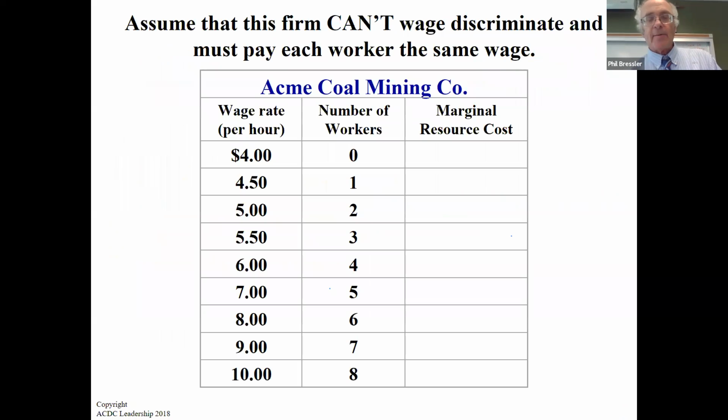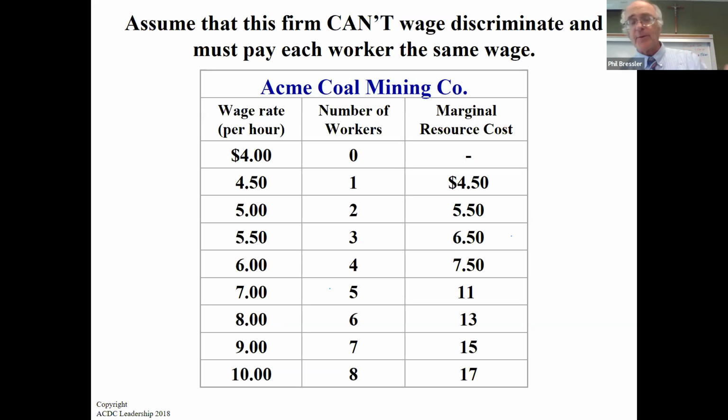Now, like a monopoly, which has to lower its price to get more people to try its product, monopsonies have to raise wages to hire more workers. Say this Acme coal mine offers jobs at $4.50 an hour. They still only got one worker. So they had to go to $5 for 2, $5.50 for 3, and so on. Remember, wage equals MRC in perfect competition, but not so here.